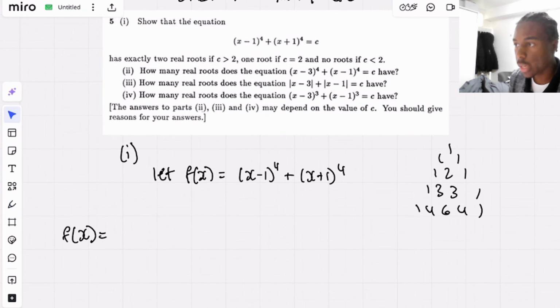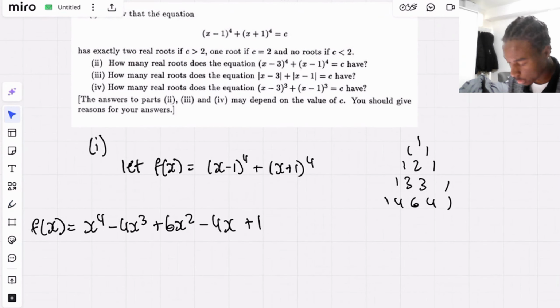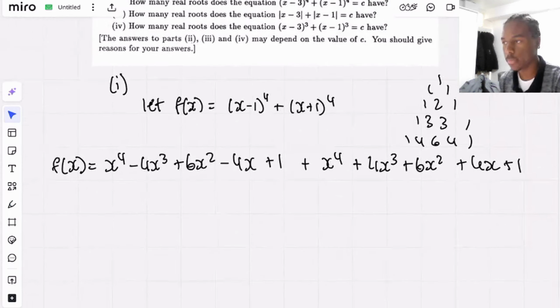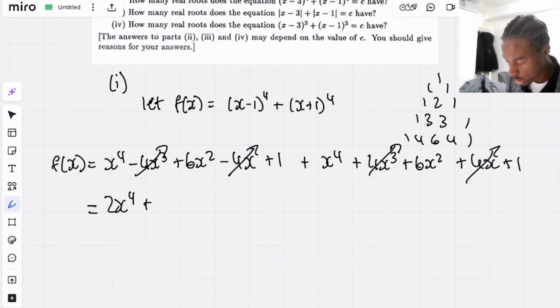equals, so we're going to have x to the 4. Now we need to be careful with that minus 1. It's going to be minus 4x to the 3 plus 6x squared minus 4x plus 1, and that's plus x to the 4 plus 4x to the 3 plus 6x squared plus 4x plus 1. That's just me expanding f of x. Okay, let's collect some like terms. This is going to be 2x to the 4. Now that cancels, plus 12x squared plus 2. Okay, so that's our f of x.